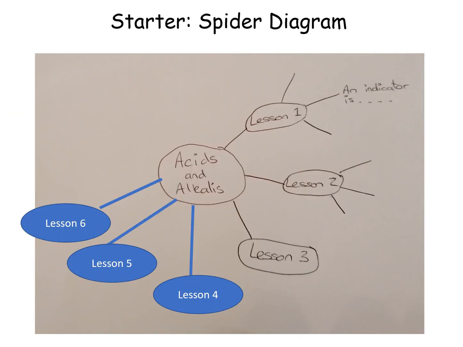So to start with, you need to get your spider diagram back out, add another branch for lesson 6, and as usual add 3, or at least 3, different bits of information that you remember from last lesson. And if you can't remember 3, then you can look them up, but do this when you write them on in a different coloured pen so that you can see that they're things you need to work on remembering.